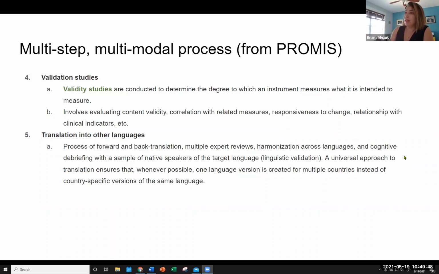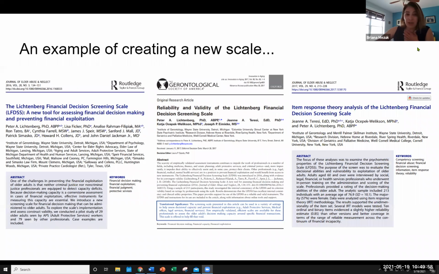And then translation, if you were going to do some sort of translation aspect, I'm not going to go into detail on this, but there's an established protocol for translation and back translation. So here, as I promised, is this example of creating a new scale. Peter Lichtenberg a few years ago created this Lichtenberg Financial Decision Screening Scale. And these 3 papers that Peter wrote, for those of you who are not, or who are MIWI, Peter is one of our leaders of MUCWAR.